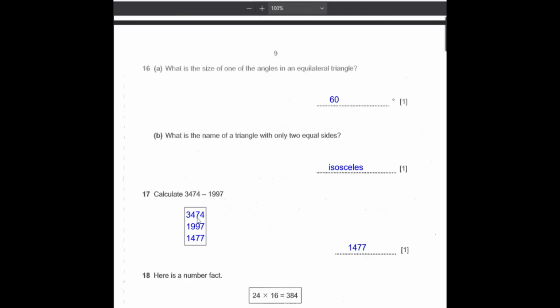It's going to be 16 minus 9 is equal to 7, and then this is 3 minus 9. It cannot be either. You need to borrow 1 from the 3. It's going to be 13 minus 9 is equal to 4, and this will be 2, and 2 minus 1 is equal to 1. So your answer will be 1,477.